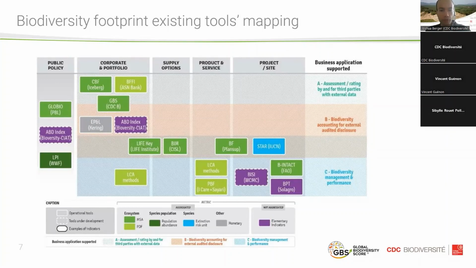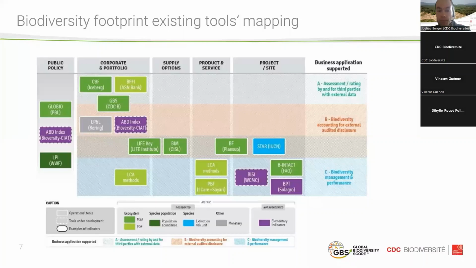The second interesting piece of information on this chart is that there are two main types of metrics being used by corporates and financial institutions. Metrics on ecosystems, that's the two in green, and then metrics on species and the risk of extinction of species, that's the metric in blue. On the chart, you also have three other types of metrics, but I won't detail them, as they are not the ones most used by businesses and most related to the trajectory I just showed on the previous slide, which is focused on ecosystems.